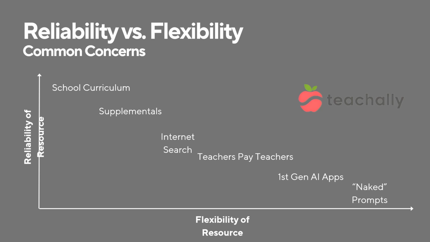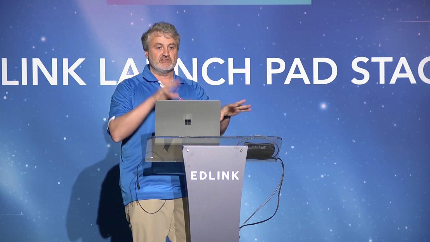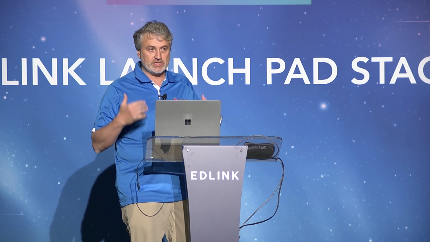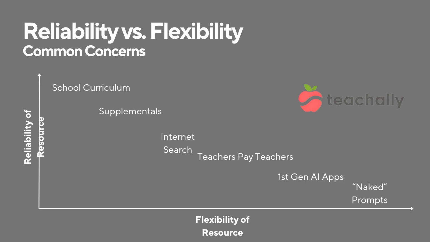So the fundamental problem that we're trying to solve is the difference between reliability and flexibility. School curriculum is the most reliable resource out there, but it is the least flexible resource available to teachers and administrators, followed by supplementals, internet search, Teachers Pay Teachers, first generation apps, and what we call naked prompts, which is just you go into ChatGPT and say, give me a lesson on this. That doesn't work for a number of reasons. The main reason is it does not give you high quality outputs. And a lot of these first generation AI apps are wrappers on ChatGPT. So while those are flexible resources, they're not terribly reliable resources. So that's what we've tried to fix.